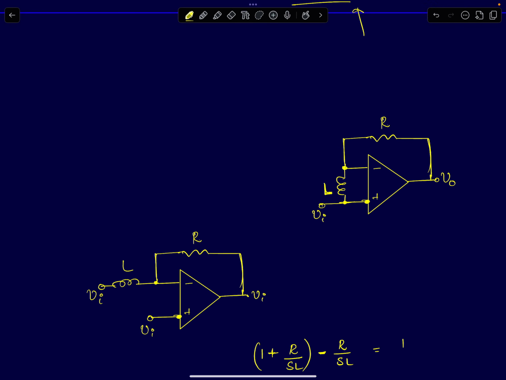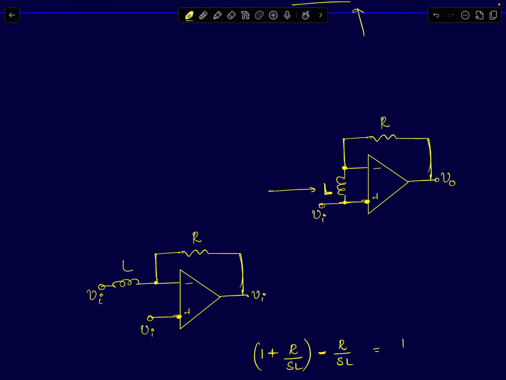So it's just a voltage follower op-amp. It's an op-amp configured in voltage follower mode. I have just added an inductor between the inverting and non-inverting terminals. Now what I'll do is first analyze this op-amp as though I'm analyzing an ideal op-amp.